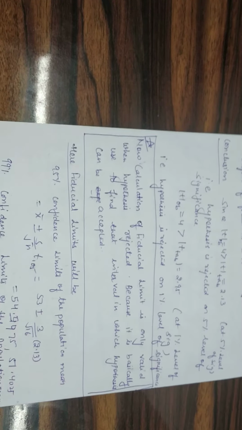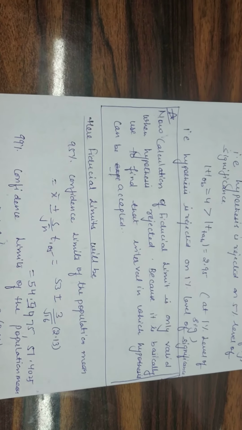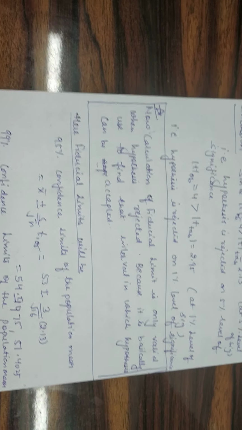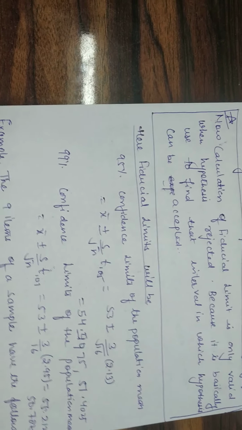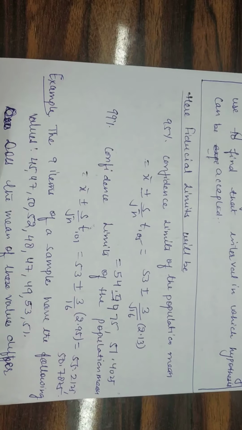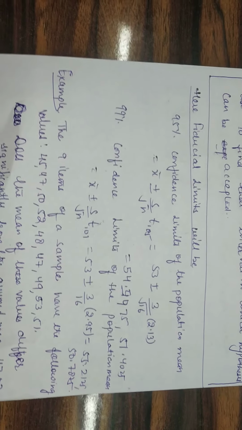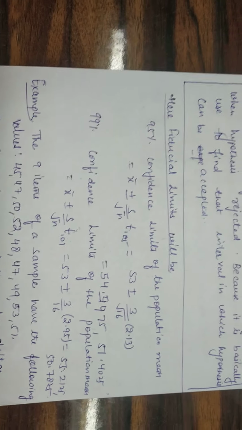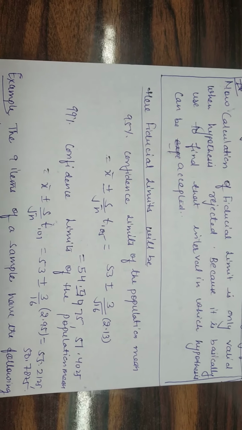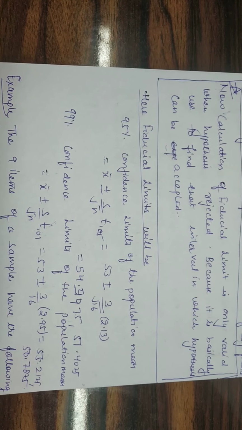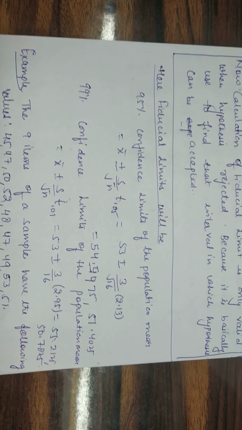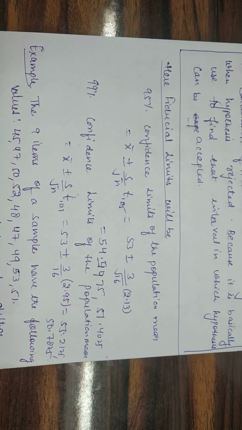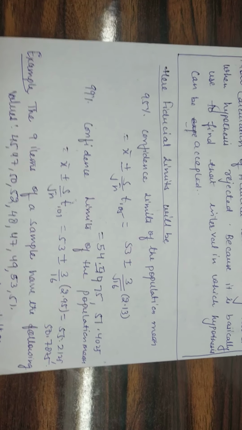Now, as I told you earlier, fiducial limits can be calculated only when the hypothesis is rejected. So we'll calculate the fiducial limits for 5% level of significance and 1% level of significance. The limits we obtain are 54.5975 and 51.4025 for 5%, and similarly 55.2125 and 50.785 for 1%.